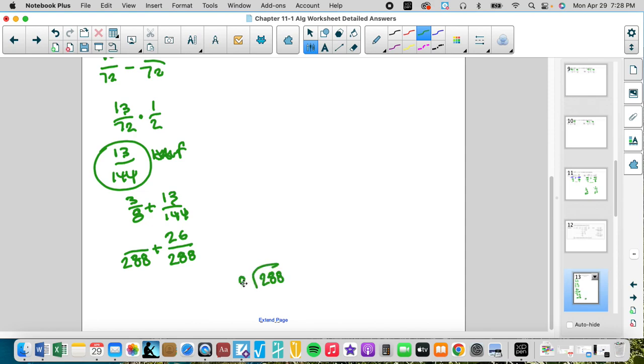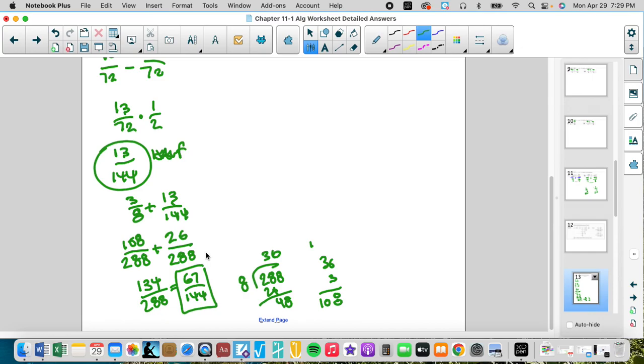288 divided by 8 is a lot of work. That's going to be 3. That's 24. That's 48. 6 times 8 is 48, and then we're going to multiply that by 3. 36 times 3 is going to be 108. So we're going to get 134 over 288. So that's going to be 67 over 144.